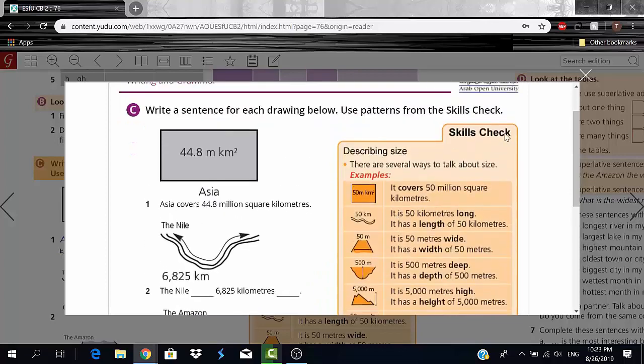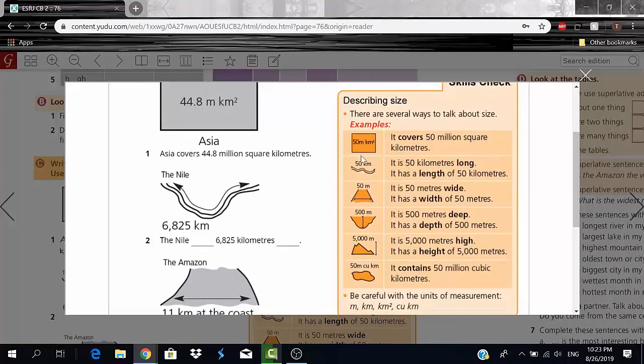Okay, so here we have the skills check describing size. We have different ways to talk when describing size, right? So here we have some examples. This is a box or a square. It covers 50 million square kilometers. That's one way to talk about size.